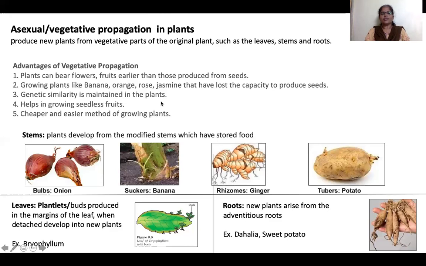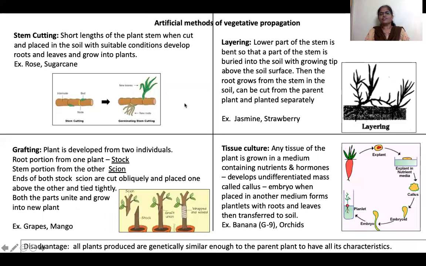ವರ್ಸಸ್ ಆರ್ಟಿಫಿಷಿಯಲ್ vegetative propagation. Artificial methods of vegetative propagation ಅಂದ್ರೆ ಏನು? This is not from the any tissue like leaves, stem ಇದ್ರಿಂದಲ್ಲ. ಇಲ್ಲಿ ನಾವು ಮಾಡೋದು we create vegetative propagation. ಹೆಂಗೆ? ಸ್ಟೆಮ್ ಕಟ್ಟಿಂಗ್ ಏನ್ ಮಾಡ್ತೀವಿ ನಾವು?